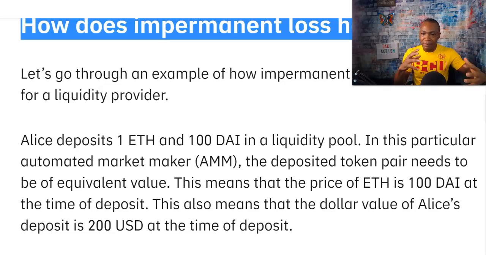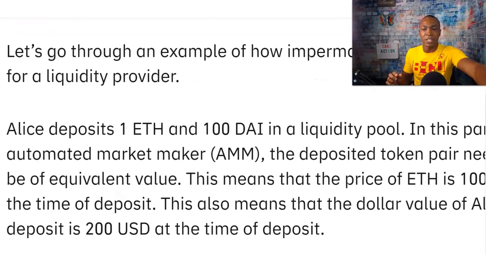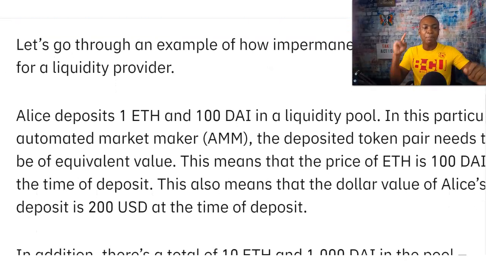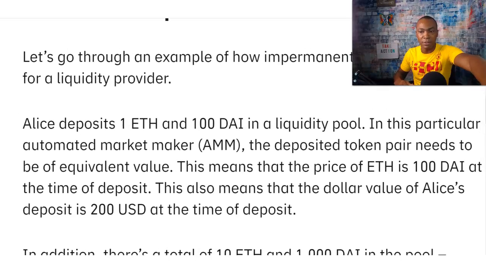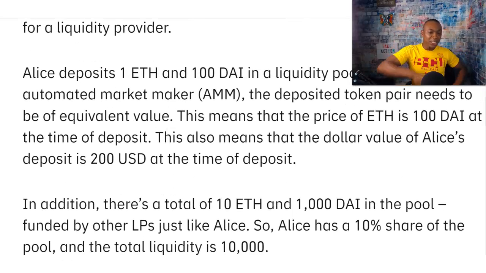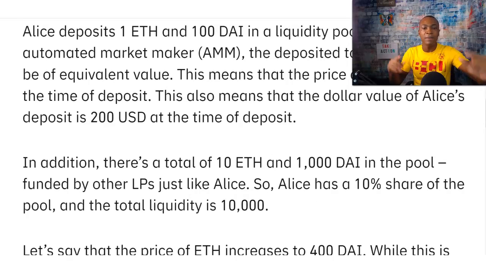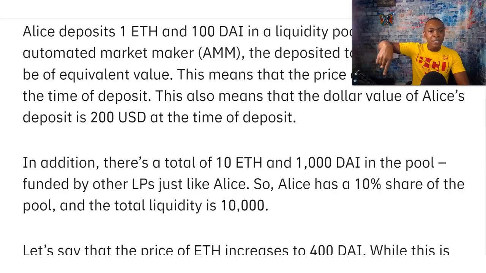You got that? So this also means that the dollar value of Alice's deposit is 200 USD at the time of the deposit. So everything is matching pretty good so far. In addition, there's a total of 10 Ethereum and 1,000 DAI in the pool, funded by other LPs, liquidity providers, just like Alice. So Alice has a 10% share of the pool, and the total liquidity is 10,000.